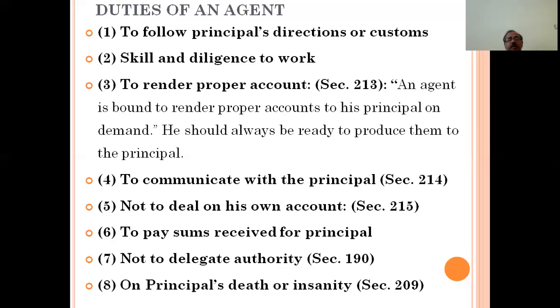He should disclose everything to the legal representatives or legal heirs of the principal in the case of principal's death or insanity. Don't think that the agent has the right to acquire the principal's business. No, it is his responsibility to convey all this message, all the particulars to the legal representatives and legal heirs. So these are the duties of an agent.